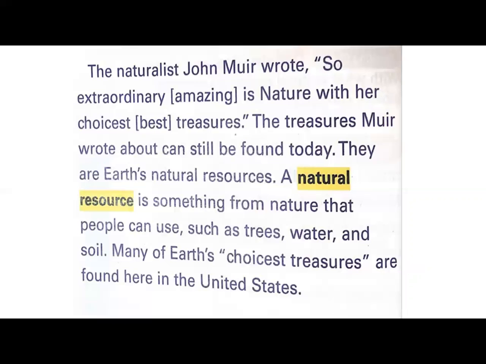So let's read this paragraph here. The naturalist John Muir wrote, "So extraordinary, that means amazing, is nature with her choicest, that means best, treasures. The treasures Muir wrote about can still be found today. They are Earth's natural resources." So, what's a natural resource? Here's your definition. A natural resource is something from nature that people can use, such as trees, water, and soil. Many of Earth's choicest treasures are found here in the United States and here in Qatar, our country as well.